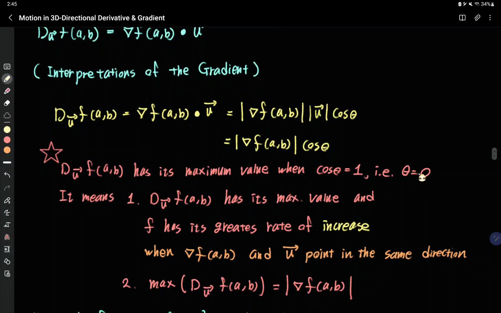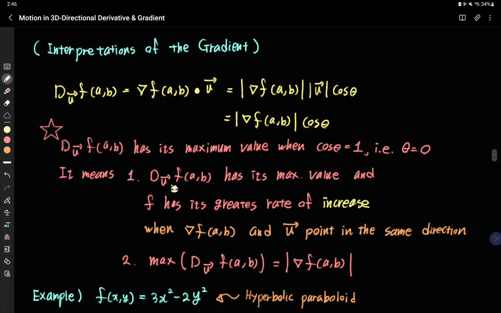So if theta equals 0, which means that the gradient and direction vector u have the same direction, then the directional derivative has its maximum value, because cosine theta is 1. Theta equal to 2 pi also gives cosine theta 1, and we still have the same direction as the gradient vector. So the directional derivative of f in the direction of u has its maximum value, and f has its greatest rate of increase, when the gradient and vector u point in the same direction.